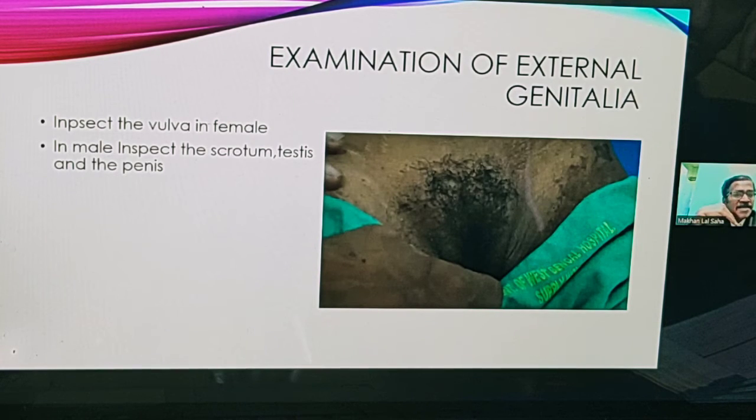And then look for the external genitalia. In a female patient, you inspect the vulva, the labia majora area. In a male patient, we should inspect the scrotum, testis, and the penis.